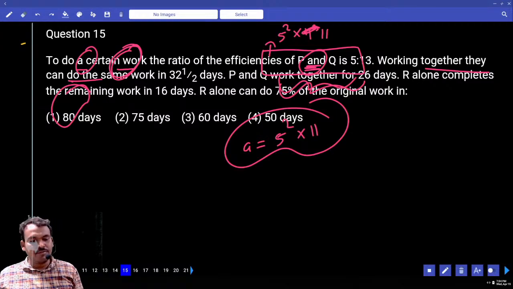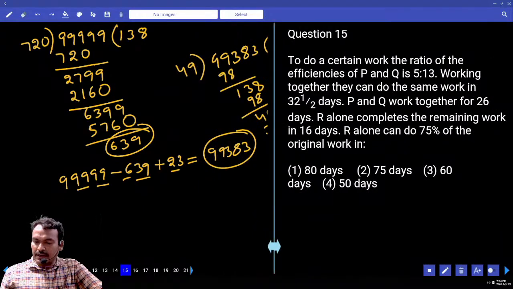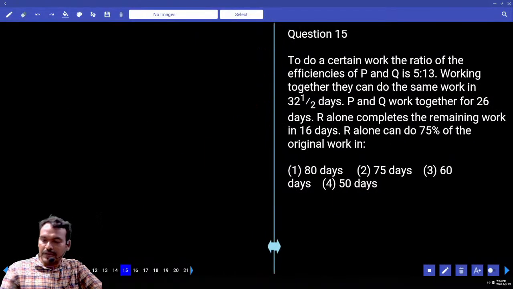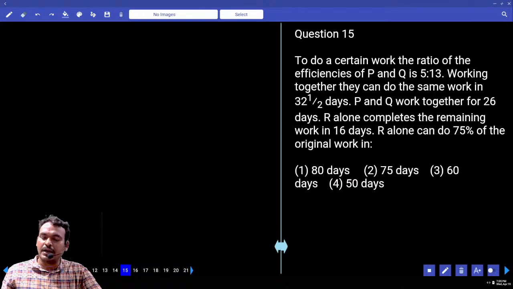Next, question number 15. To do a certain work, the ratio of the efficiencies of P and Q is how much? 5:13. Working together, they can do the same work in 30 and 1 by 2 days. P and Q work together for 26 days. R alone can complete the remaining work in 16 days. R alone can do 75% of the original work in how many days?